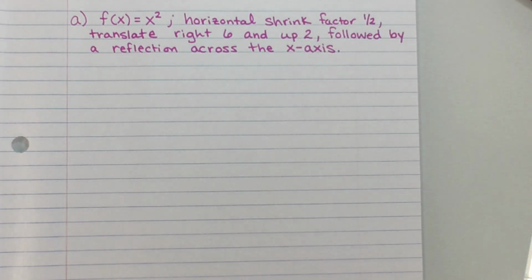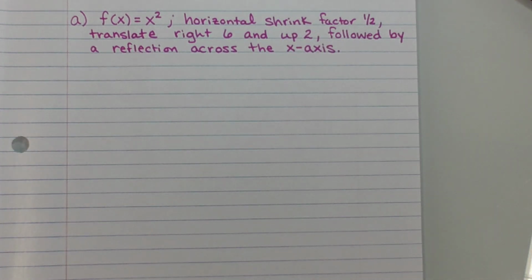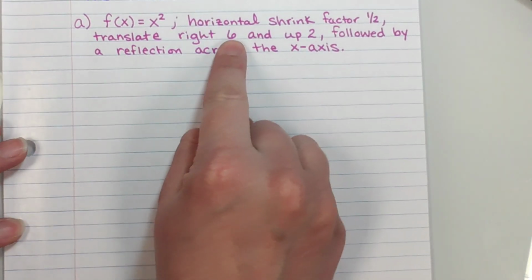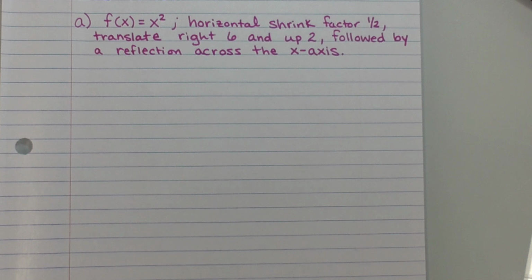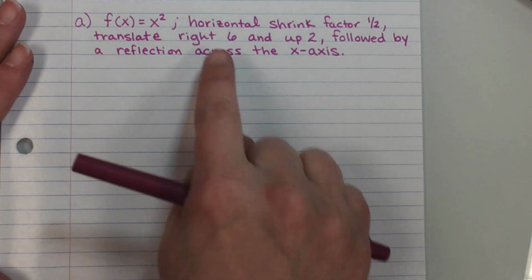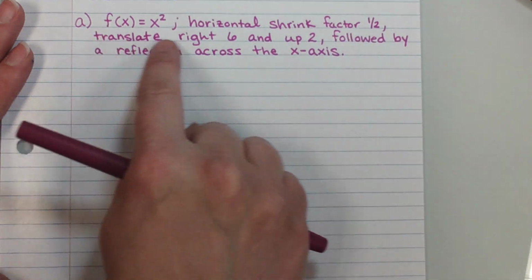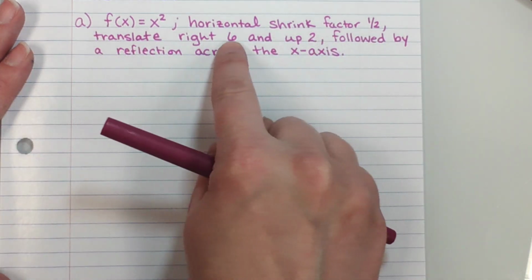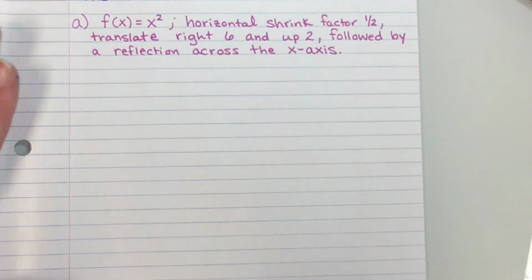Horizontal shrink. Which variable is that affecting? A, B, H, or K? B. Translation right 6. A, B, H, or K? H. Up 2, K. Now, when you have these situations where it does something and then it's followed by something else, you want to do this in pieces. Start with the stuff that it says before followed by. So we're going to do the horizontal shrink, the factor of 1/2, translating right 6, and up 2. So we're going to do those 3 things first.